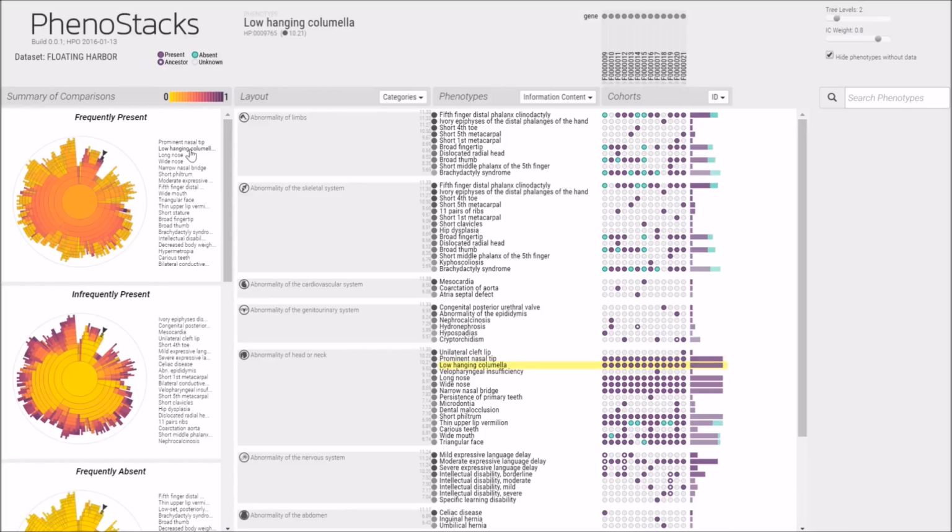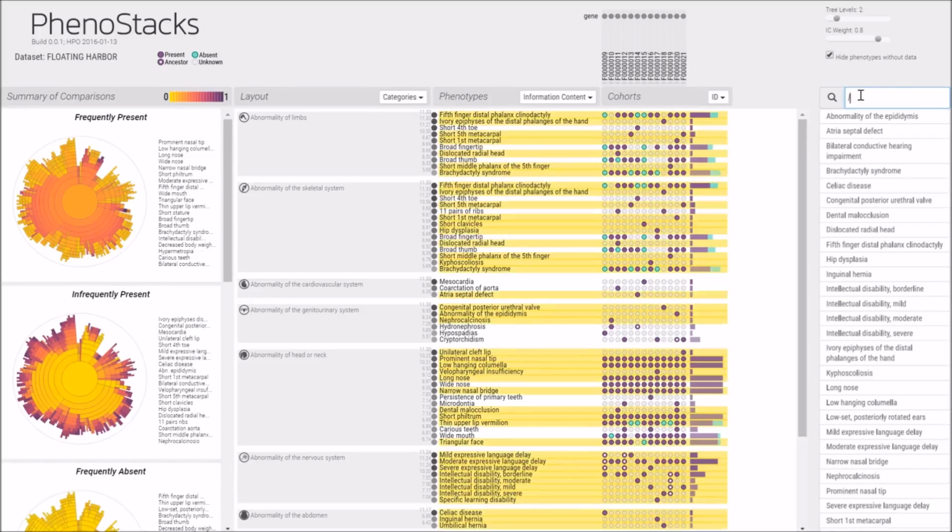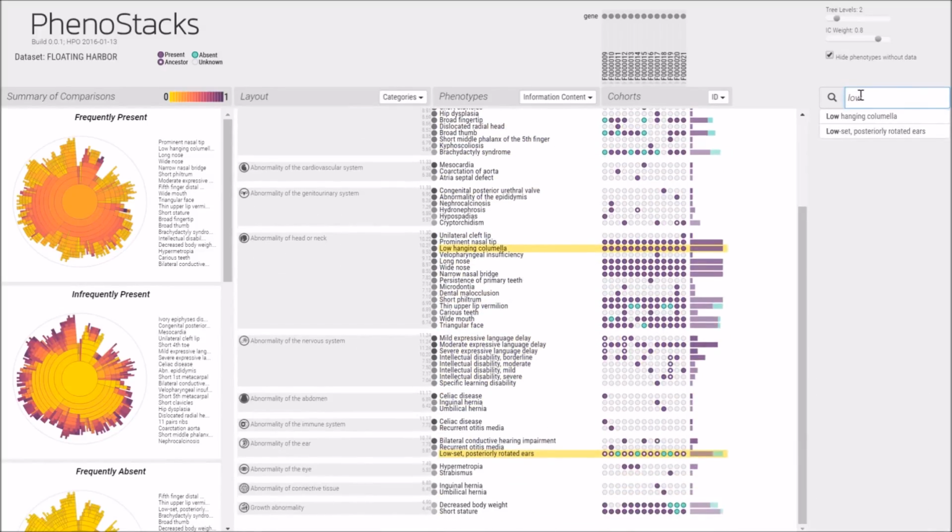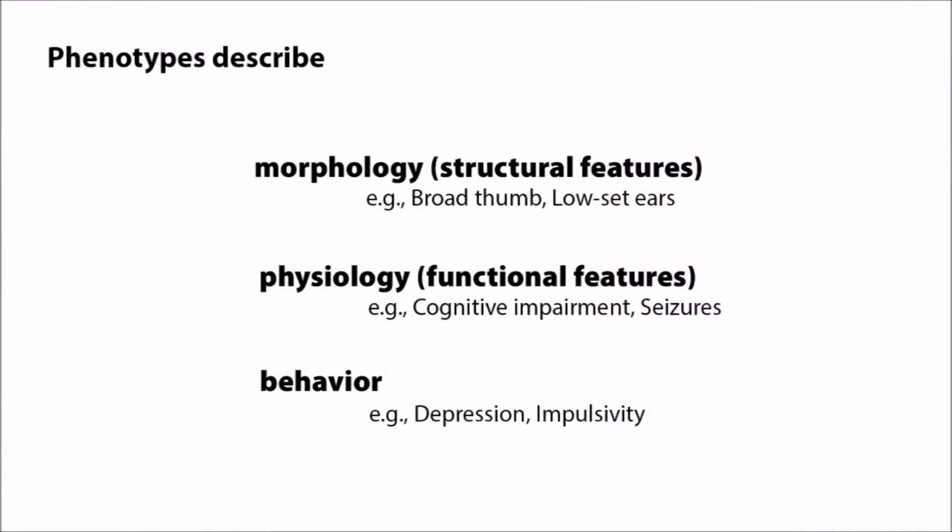PhenoStacks is a visual analysis tool that helps genetics researchers and specialists explore the phenotypes of rare disease patients in cross-sectional cohorts. PhenoStacks is designed to facilitate analysis through a rich, interactive, multi-view interface. Phenotypes are observable and measurable patient traits that describe all the symptoms and features of a rare genetic disease. They provide rich insight into the multitude of factors affecting genetic diseases.